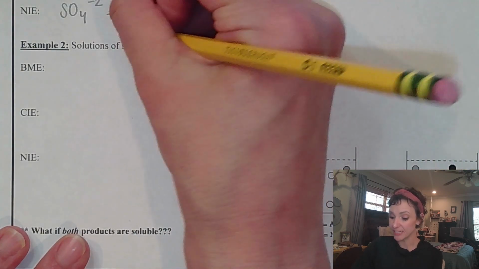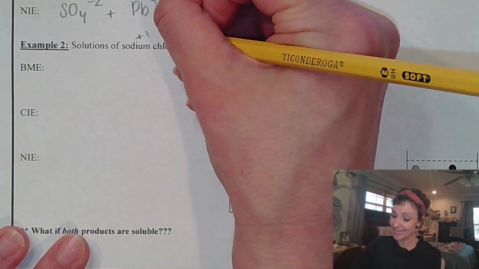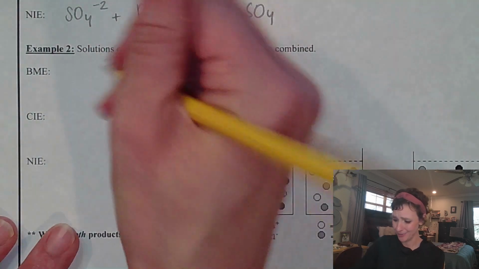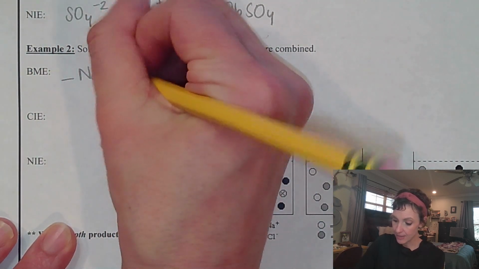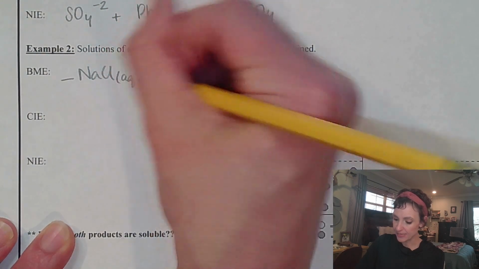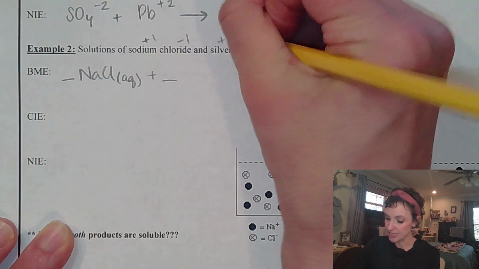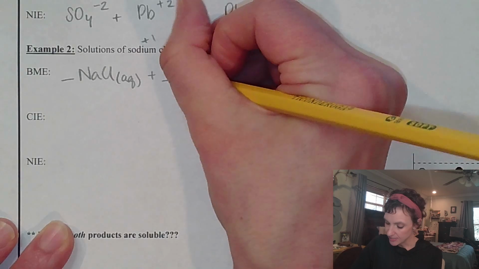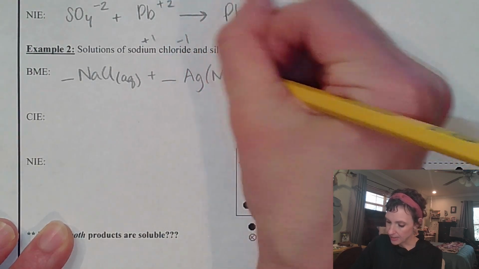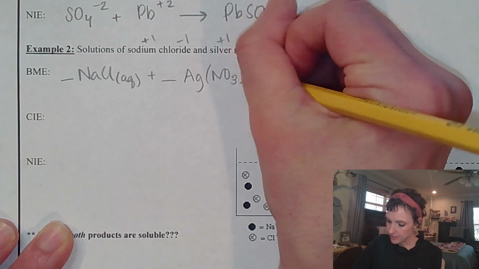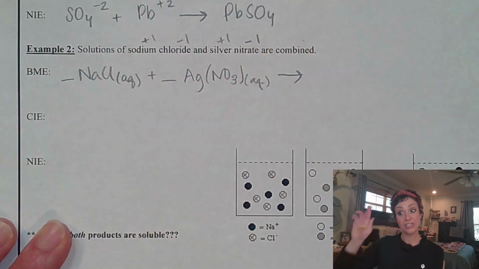So sodium's +1 charge, chlorine is a -1 charge. This is NaCl, you guys, not too scary. And it is a solution of him, so he is aqueous. And then I have silver. Silver always has a +1 charge. Nitrate has a -1 charge. So AgNO3, aqueous.